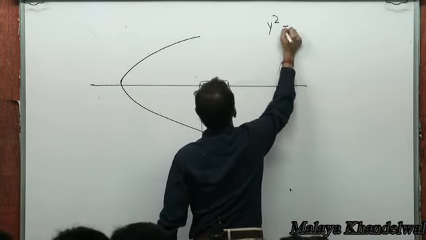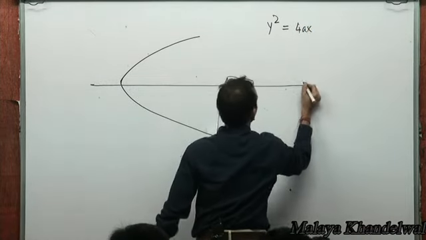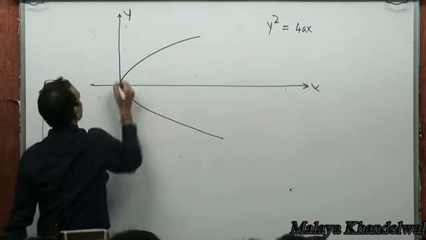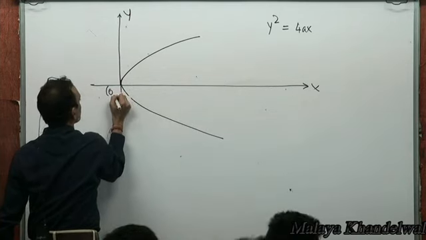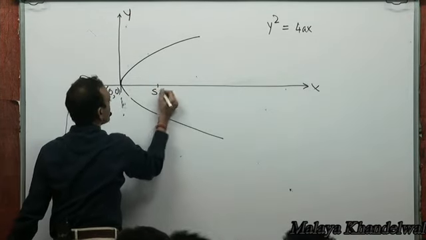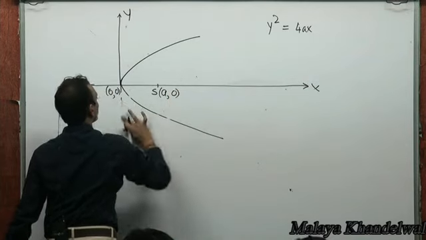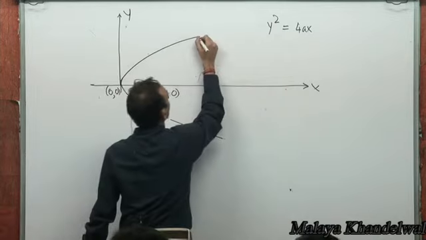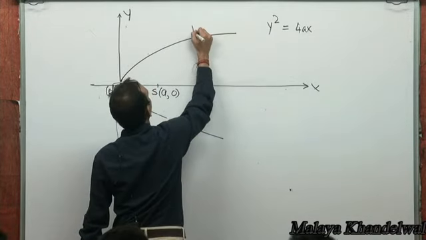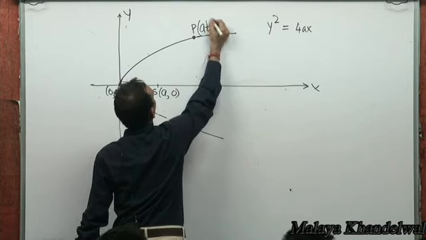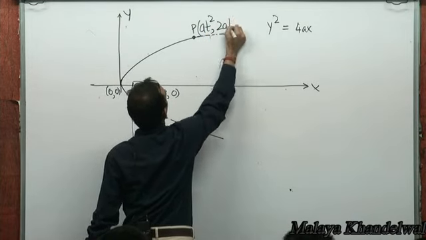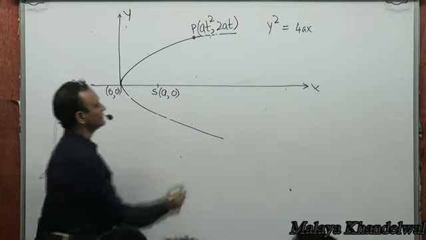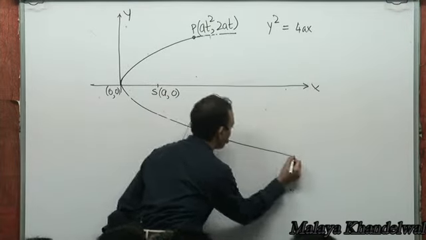This is a parabola, say y square equal to 4ax. Standard parabola. The x-axis is the axis of symmetry. This is the y-axis, tangent at the vertex, 0, 0, focus S, (a, 0). Right? There is a point P. Any point on this parabola is (at squared, 2at). Right?